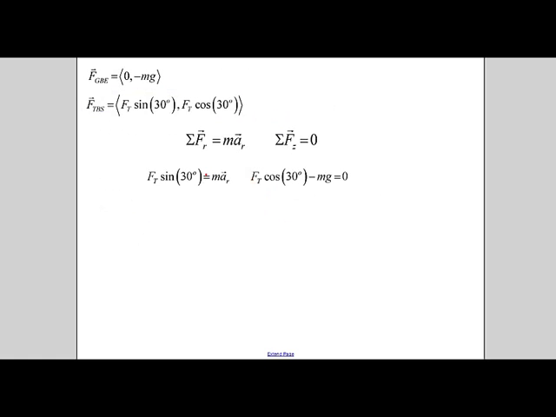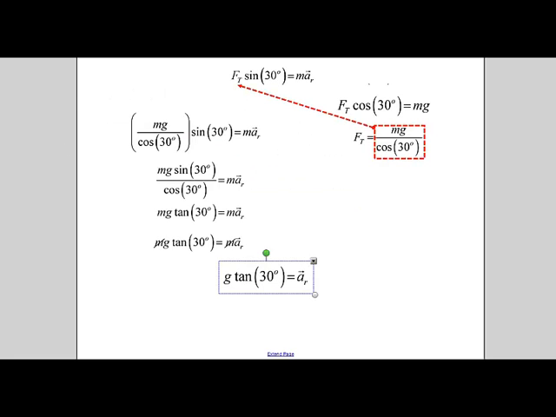So once you have the components, it's the same as always. You set up two equations. You decide which direction has acceleration and which direction does not. In the r direction, we have acceleration, so we'll set that equal to the mass times the acceleration in the r direction. And in z, we don't. We add up the components and we generate two equations, the same starting point for every force problem.